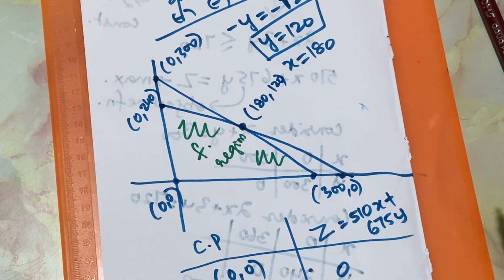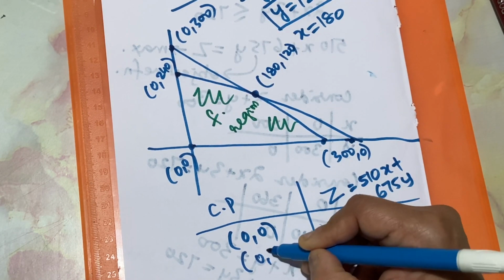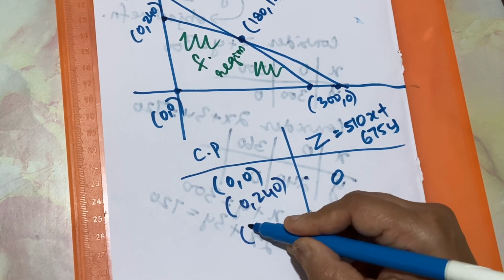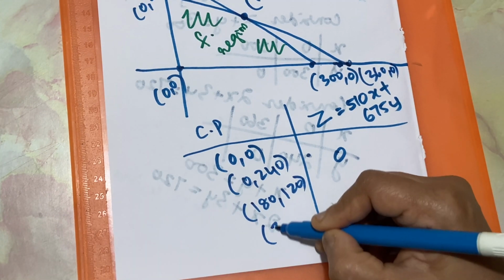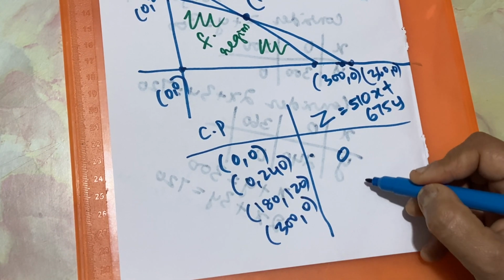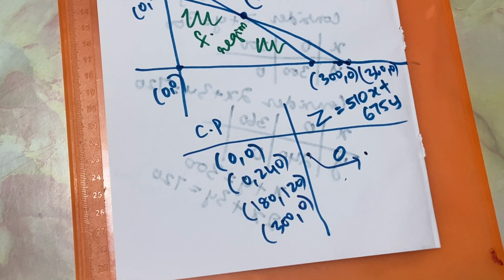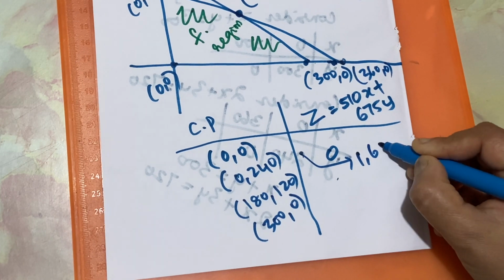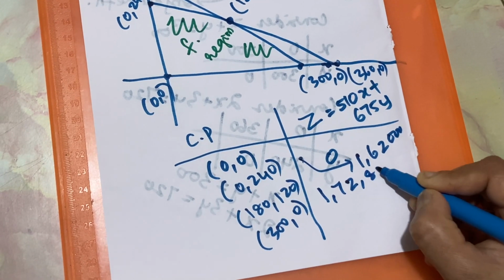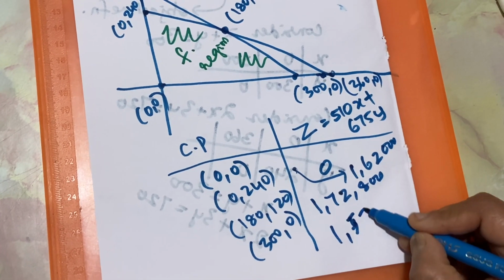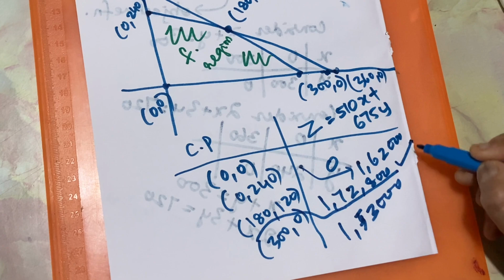Now we will substitute and find out. The corner points are 0, 0, 0, 240, 180 comma 120 and 300 comma 0. So now we calculate. When you calculate, you get 1,62,000, another value 1,72,800, 1,53,000. Of all the values, this is the maximum value.